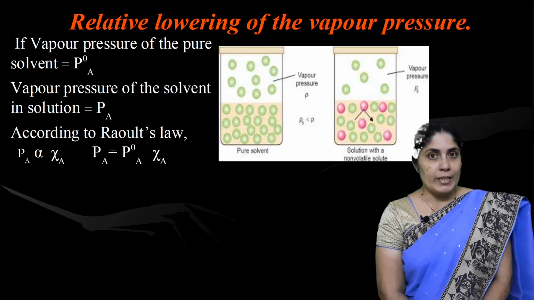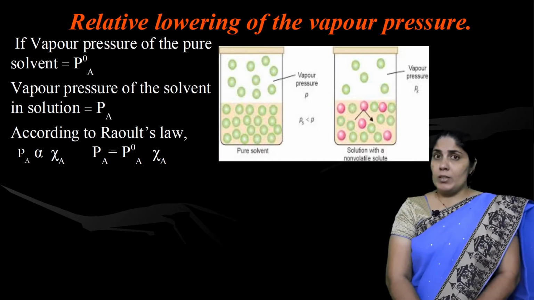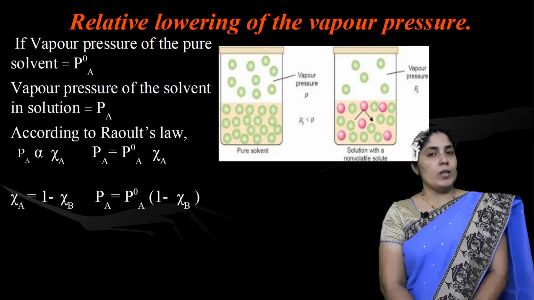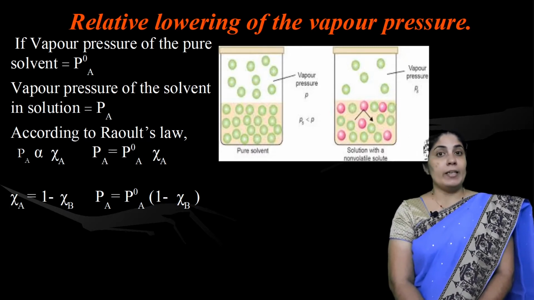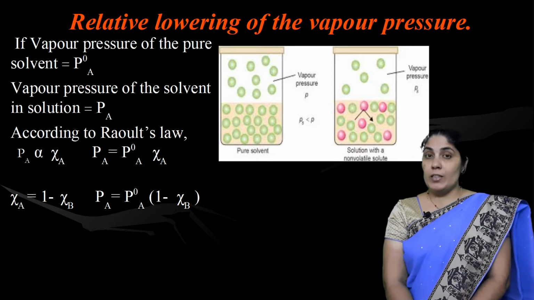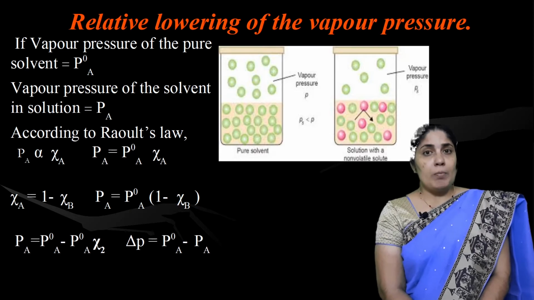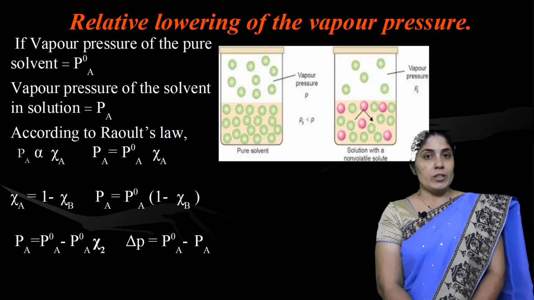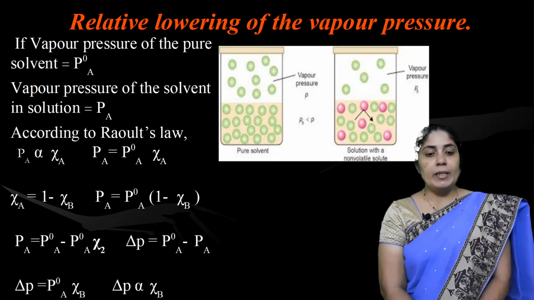You already know that chi A is the mole fraction of the component A. Now, from the mole fraction concept, we have also learned that the sum of the mole fractions of the components is always equal to 1. So, using that concept, we can write chi B is equal to 1 minus chi A. Substituting in the equation, we get PA is equal to PA0 into 1 minus chi B. That is, we have substituted it in place of chi A. Again, on rearrangement of the equation, we finally get PA0 minus PA is equal to PA0 into chi B.